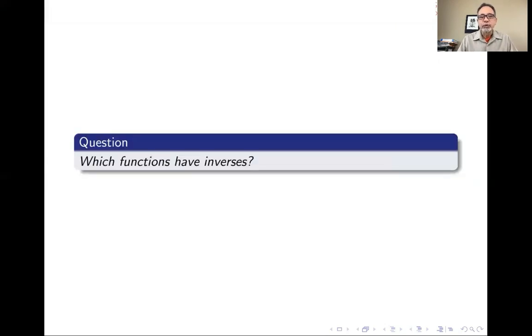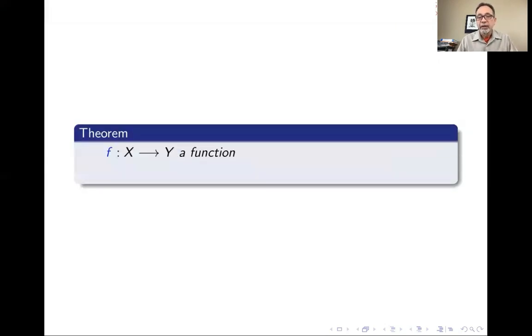The main question is which functions have inverses, and we have a nice theorem that we want to prove. Given a function, f, it has an inverse if and only if it's one-to-one and onto.